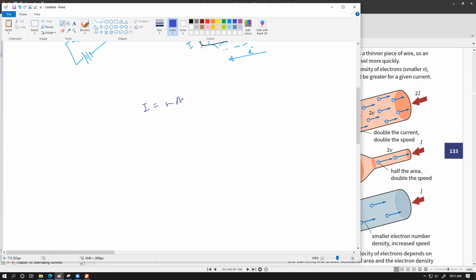I equals to NAVE. Now we need to compare these two variables. So let me just make V the subject: V equals I divided by NAE. And let's say we are going to compare multiple different conductors where the cross-sectional area is different. So one is thin, one is thick. Length doesn't matter because length is not involved here, so we don't have to bother about length.